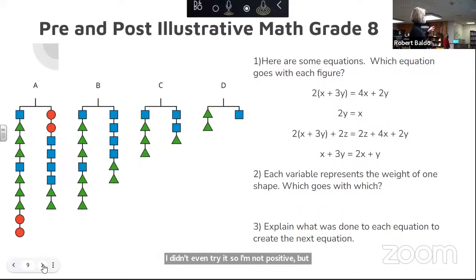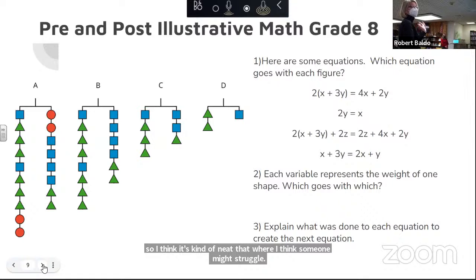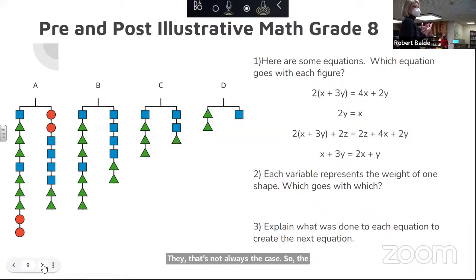But what they did was match it up to a hanger, and then the hangers show us solving a problem, actually getting to that smaller hanger. I do know who was one of the first people to do this and do it quickly and figure out values of the triangle, the square, and all that. And that person has dyslexia. So I think it's kind of neat that where I think someone might struggle, that's not always the case. So the first time teaching anything, that's part of the learning process for me, is what's going to be tricky, what's going to be easier, what misconceptions there are.